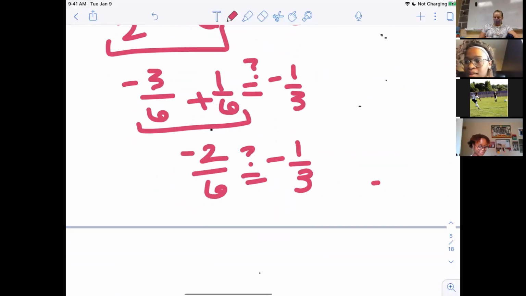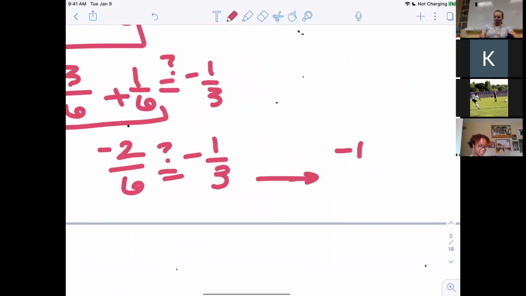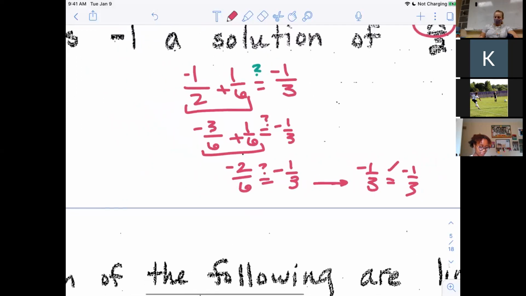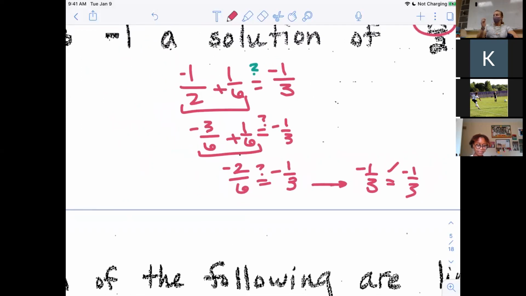Now I've got -2 over 6. Is that equal to -1/3? Yes. If I simplify it, it does equal that. You don't have to keep all your question marks. I just like to do that so I know that I'm not sure if they equal each other. It's not a real equality. It's not an actual statement until I know that they equal each other.